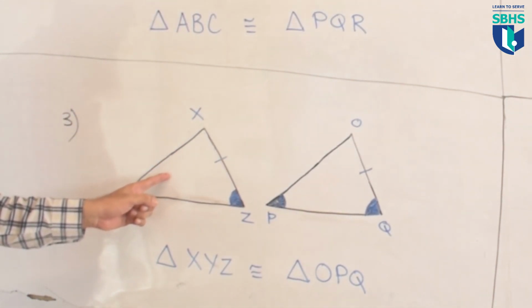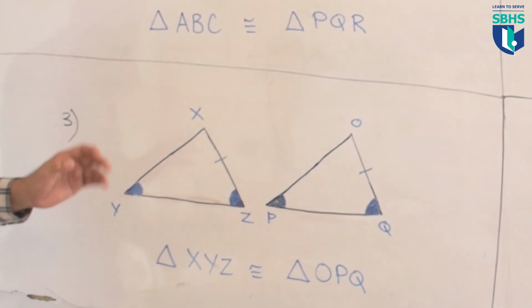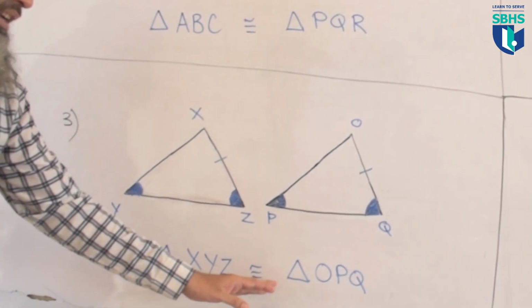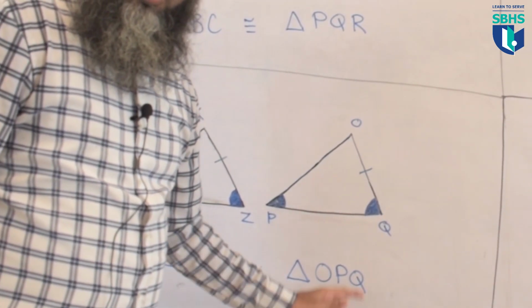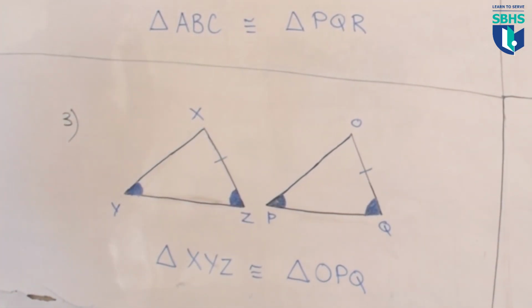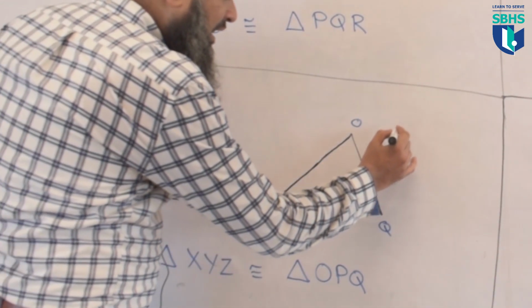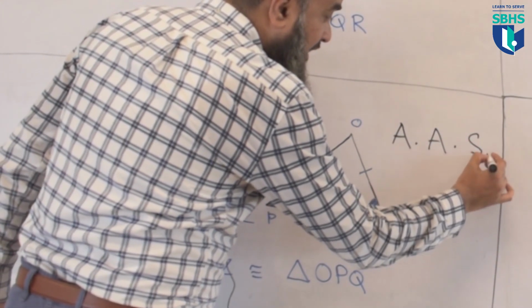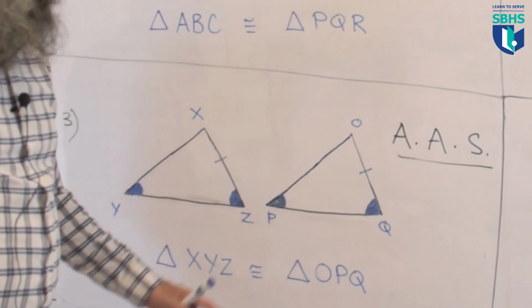if this condition is obeyed, we can say that both the triangles, in our case triangle XYZ is congruent to triangle OPQ. So what theorem does arise here? The theorem that arises here is AAS. What does AAS mean?